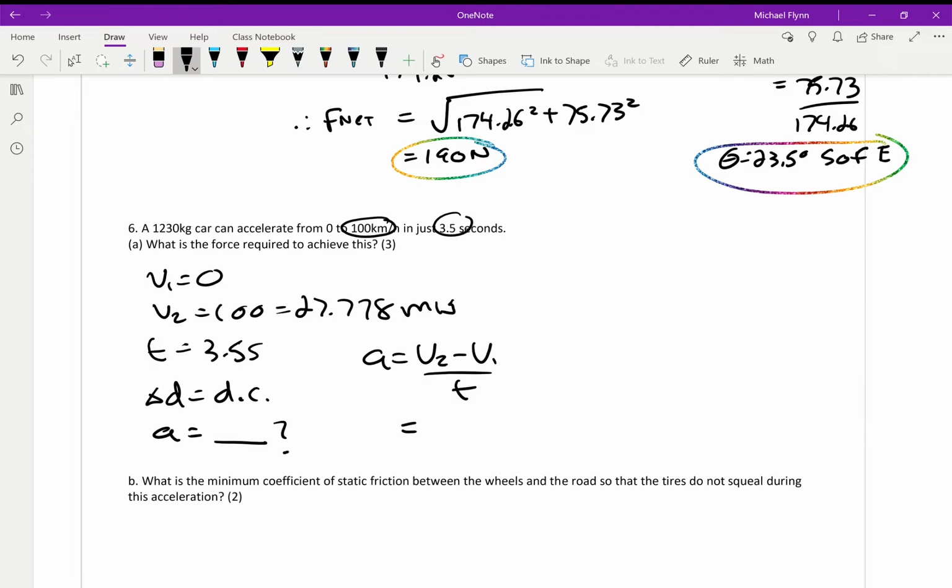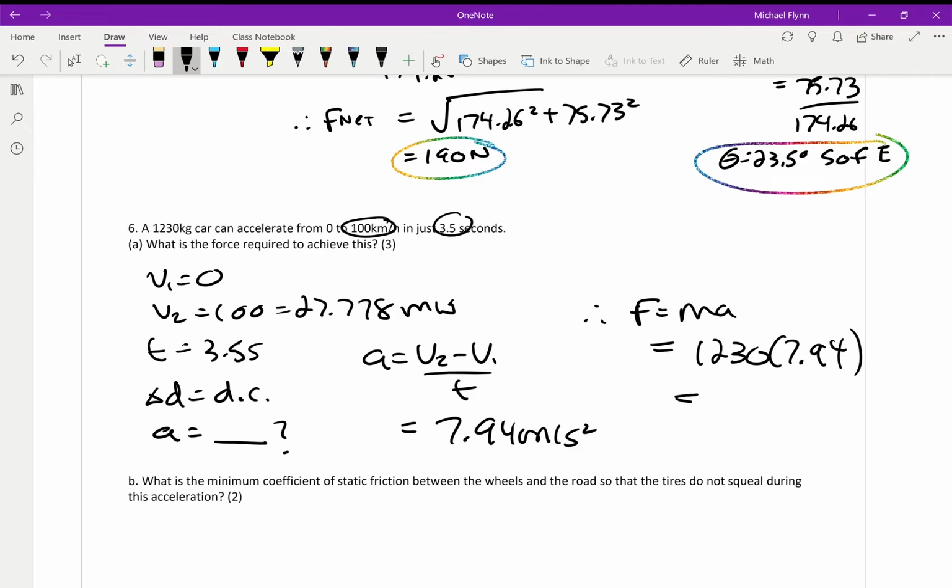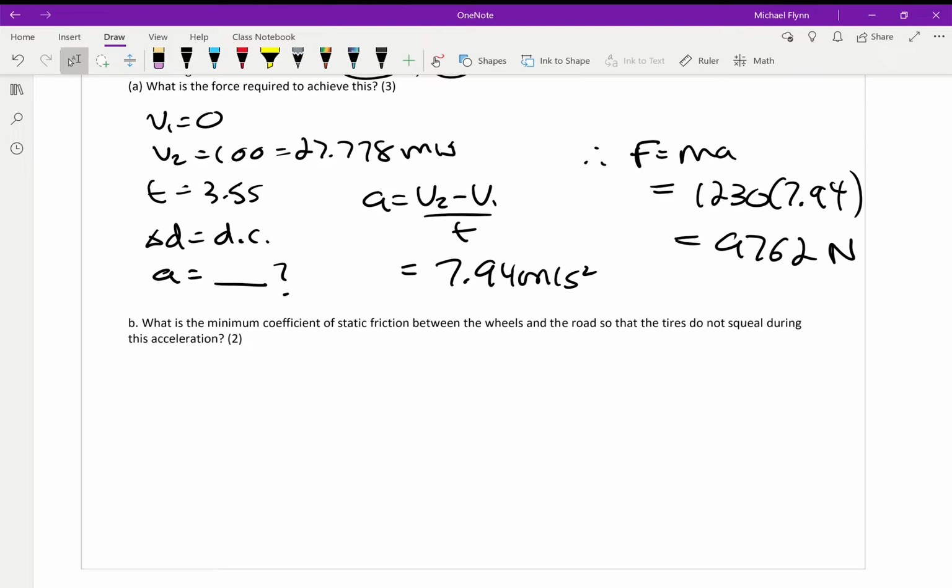I get 7.94 meters per second squared, right? And F equals MA. So that's going to be 1230 times 7.94. So I'm just going to go times 1230. And I get 9,762 newtons, approximately.